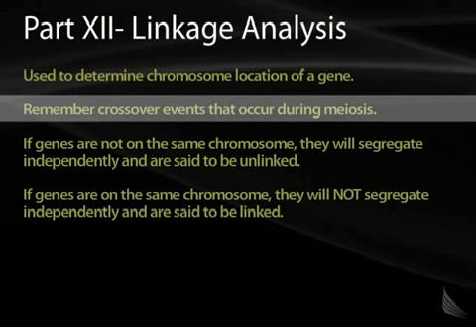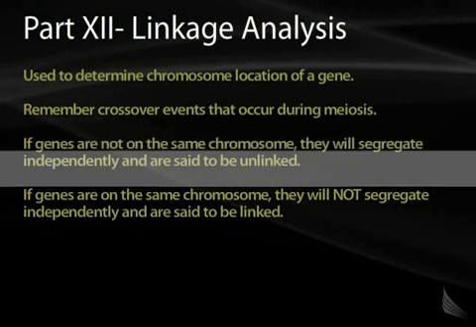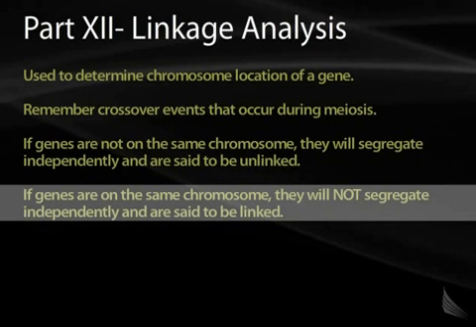Now, when we go through meiosis, remember that genes will assort, independent assortment and segregation. Now, if they're not on the same chromosome, they will segregate independently, and they're said to be unlinked. Genes on different chromosomes can randomly assort, independently assort, and they're said to be unlinked. If genes are on the same chromosome, what we'll see is when we have random independent assortment, those genes will not segregate independently, and if that's the case, then they're said to be linked.